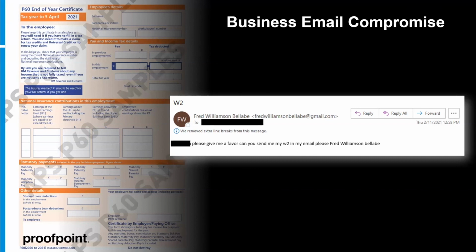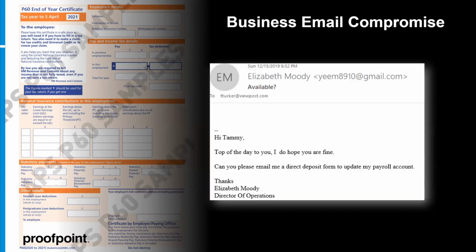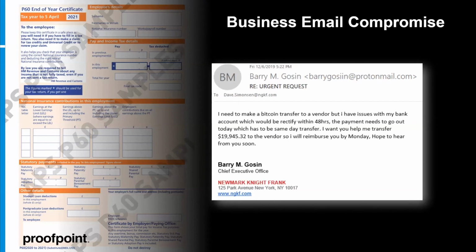That could be after trading conversation back and forth through multiple emails. Could be after establishing a rapport. But often, what you see is that there's some sense of urgency around it. The threat actors are often attempting to impersonate someone in a position of power. And so in this case, Elizabeth Moody, Director of Operations, are you available? Hope you're having a fine day. But if you look at the actual email address, yeem8910@gmail.com is probably not Elizabeth Moody, not an official business email.